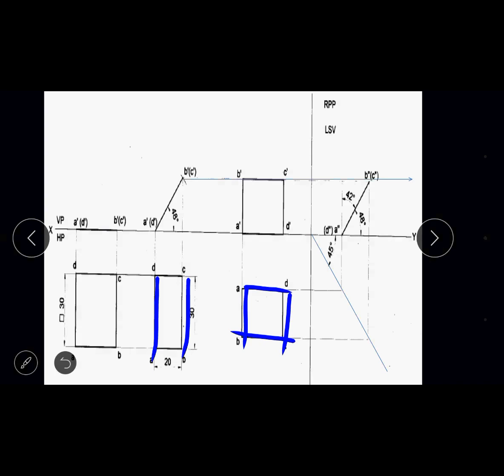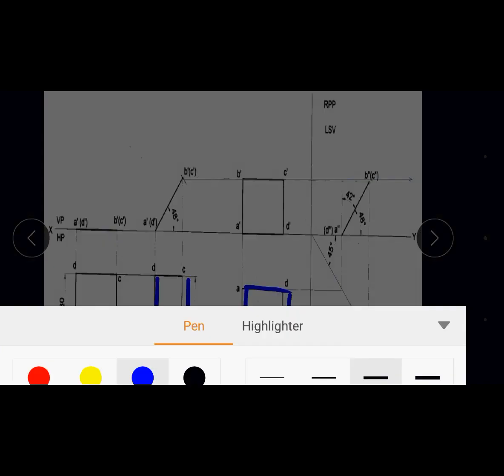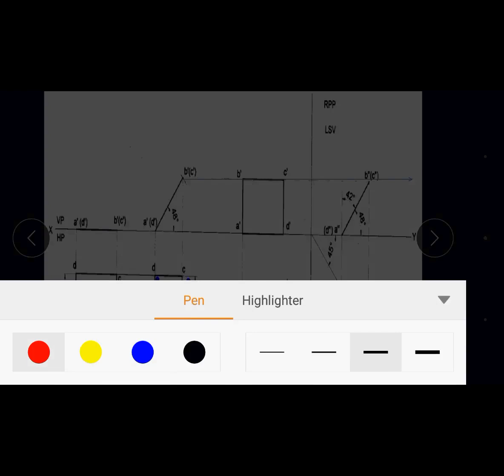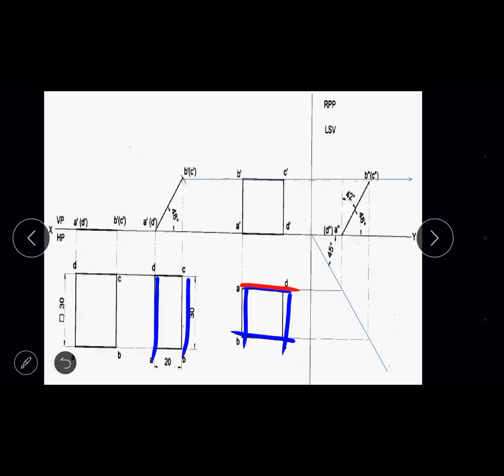Now if you observe the longer edge AD in this position, you can tell that this longer edge AD of the rectangle is now parallel to both HP as well as VP. Earlier the longer edge was parallel to HP and perpendicular to VP.